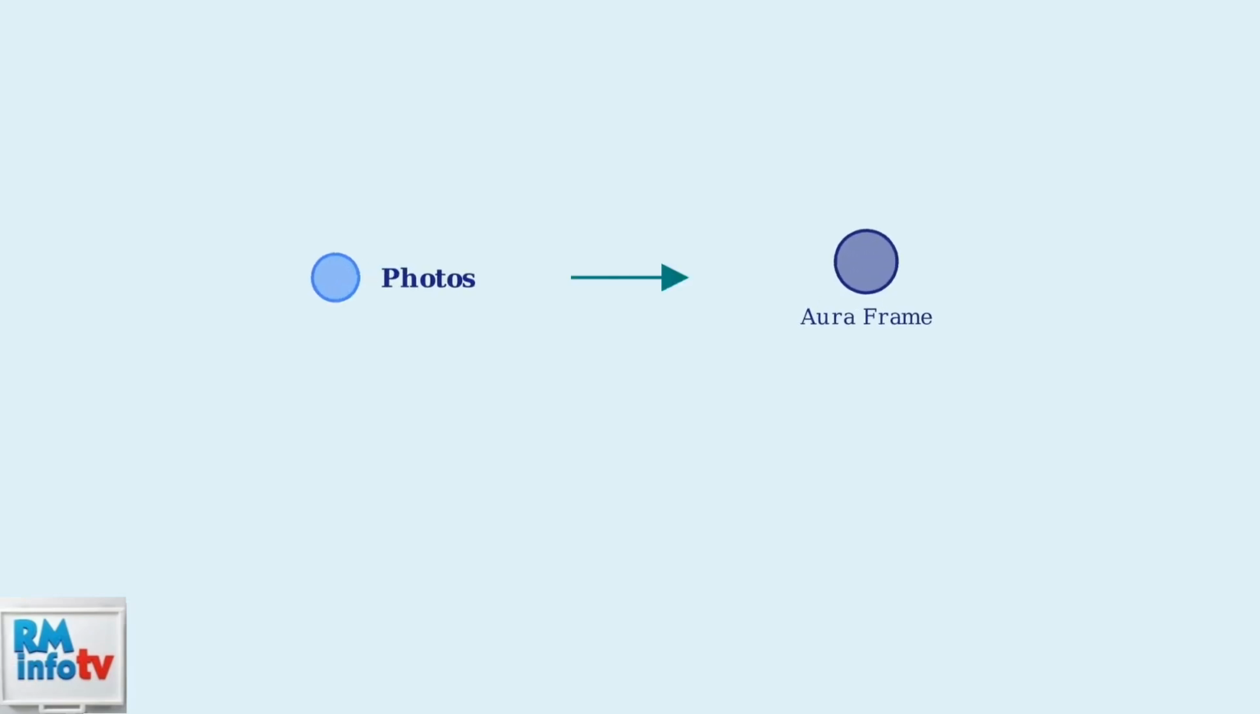The third method leverages Google Photos integration, which offers significant advantages for users who already store their photos in Google's cloud service. This integration enables automatic syncing, meaning new photos added to your Google Photos library can automatically appear on your Aura frame. You can also easily share photos from specific albums in your Google Photos collection.